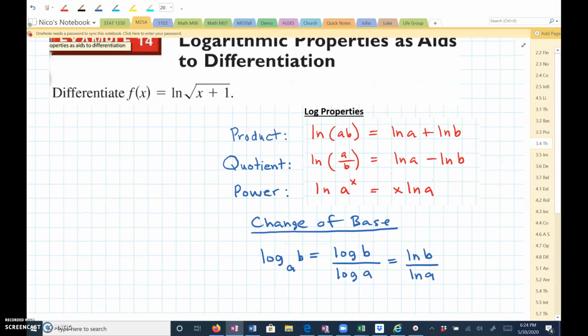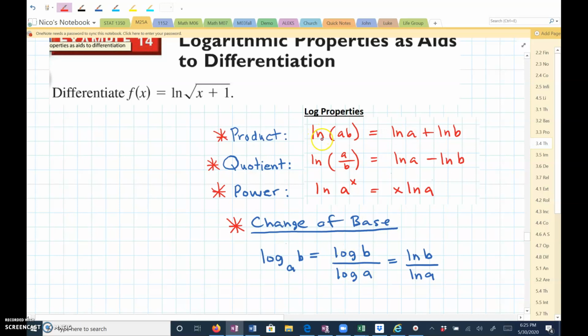Let's look at 14. In order to differentiate this, the logarithm of the square root of x plus 1, we need to go back and review all of these log properties. So you've got the product property, the quotient property, the power property, and change of base. These all refer to logarithms, whether they're natural or just base 10 log.